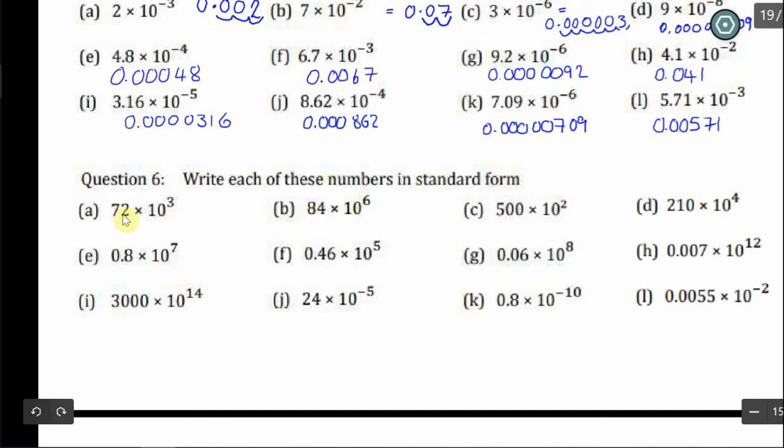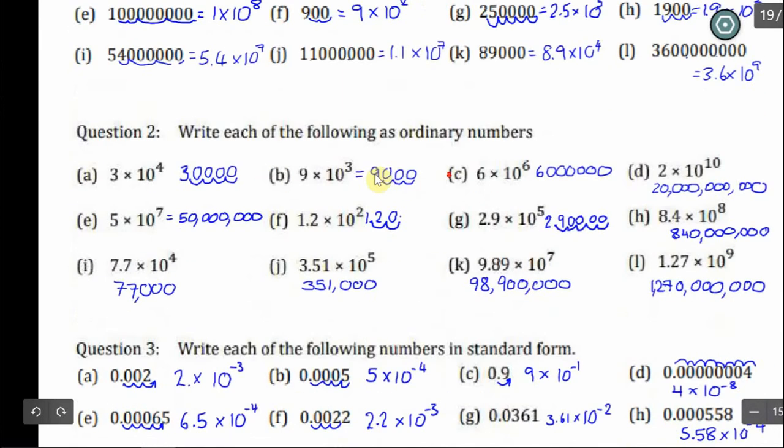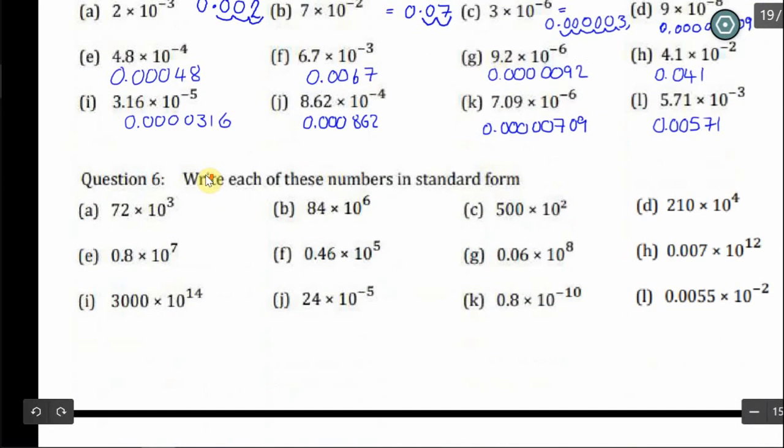Well, it is that multiplying number. As you can see, it breaks that rule we mentioned at the start, where this number has to be between 1 and 10. Okay, so it has to be greater than or equal to 1, but less than 10. And 72 is obviously more than 10.